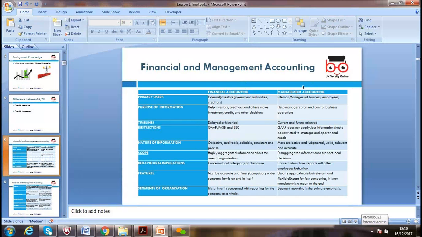But management accounting, or financial management, is internal. Managers always look at how much is the cost, how much we have already paid, how much we are going to pay, where the cash will come from. This is the purpose of the information. Both financial accounting and management accounting provide financial information, to help investors, creditors, and others make investment, credit, or other decisions.